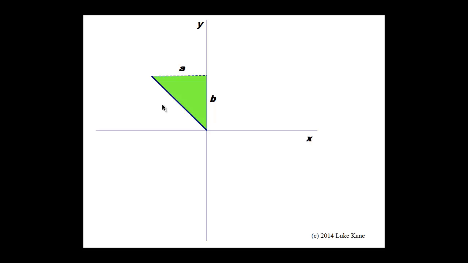So let's start with this line segment here that has a run of A and a rise, I guess it's actually more of a fall, of B. And let's rotate this line and consequently this entire triangle. Let's rotate it all 90 degrees. Alright, so now what we've done is we've created this angle which is 90 degrees.